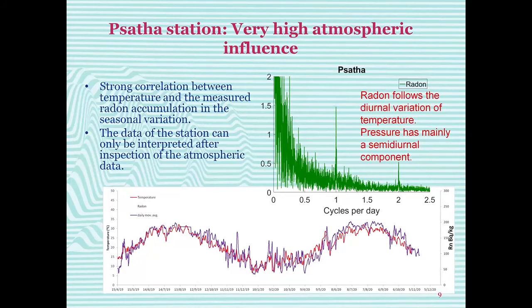A macroscopic view of the data of Psatha station shows that there is a stronger relation between temperature and the measured radon accumulation in the seasonal variation. The data of the station can be interpreted after thorough inspection of the atmospheric data.